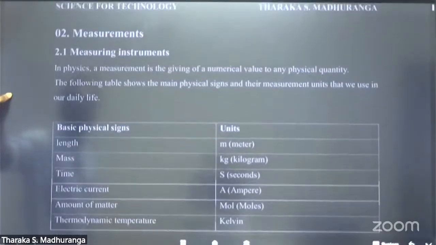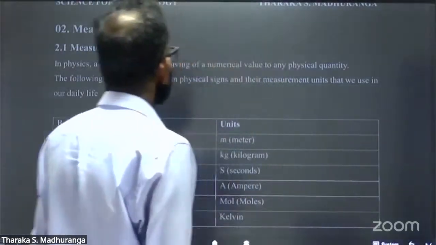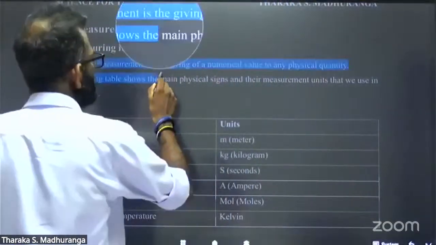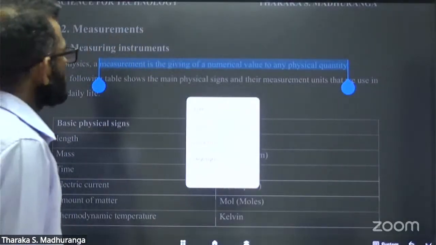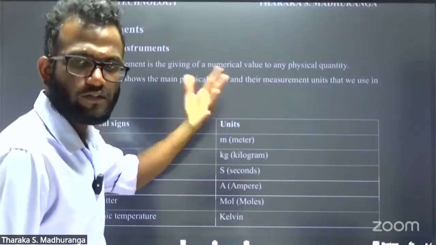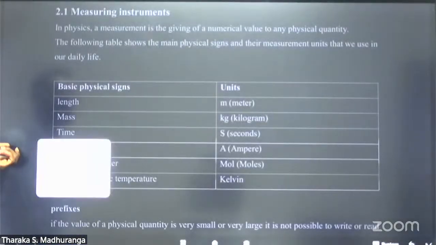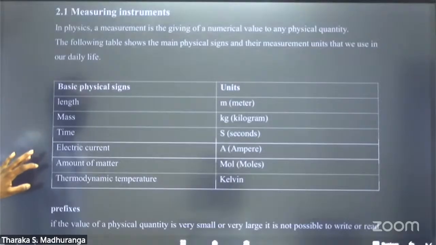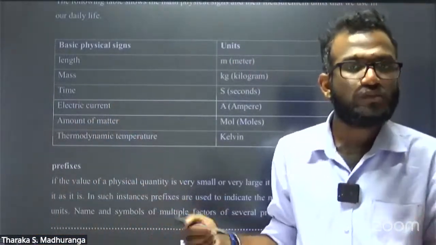Okay, measuring instrument. In physics, a measurement is the giving of a numerical value to any physical quantity. You can highlight this after you receive your tutes. The following table shows the main physical quantities and their measuring units that we use in our daily life. They are common physical quantities that we use in our day-to-day life.